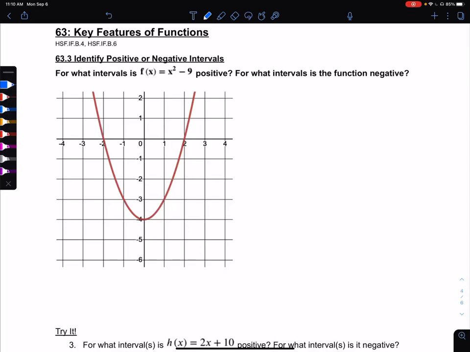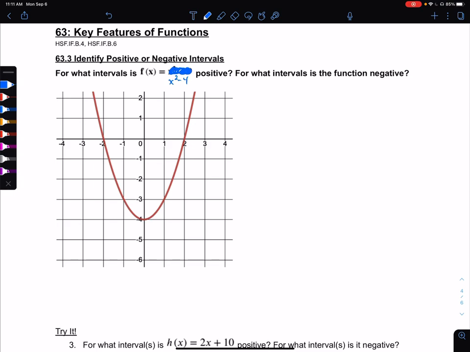Here we're going to look at topic 63, example 3, where we identify positive or negative intervals. So the question, for what intervals is f of x equal to x squared minus 9? This should actually say x squared minus 4. This graph is for x squared minus 4, so sorry about that. But the question: for what intervals is f of x equal to x squared minus 4 positive? For what intervals is the function negative?